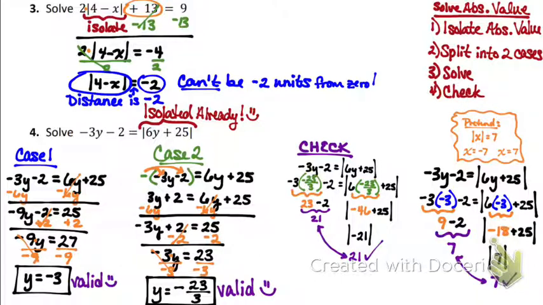I can be 2 units away from 0, but I can't be -2 units away from 0. If I said I'm -2 miles away, you would laugh at me, right? That's not a thing that's possible. So if I'm looking at something that's impossible right here, no solution. Very good.